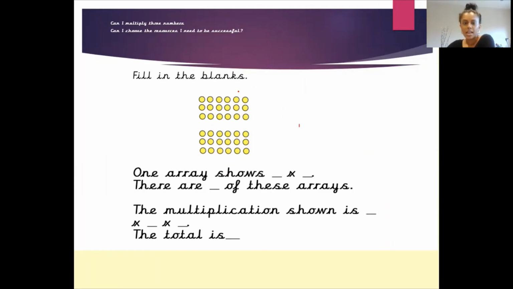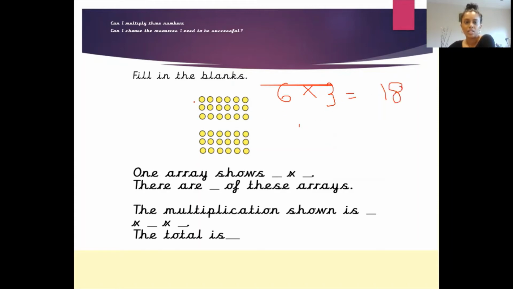Great. So here I have 2 arrays. And in my array, I have how many going across? Let's count. 1, 2, 3, 4, 5, 6. So I have 6 going across, and I'm going to times that by, let's see how many are going down. 1, 2, 3. So 6 times 3 equals, how many do I have? So 6 times 3 equals 18.